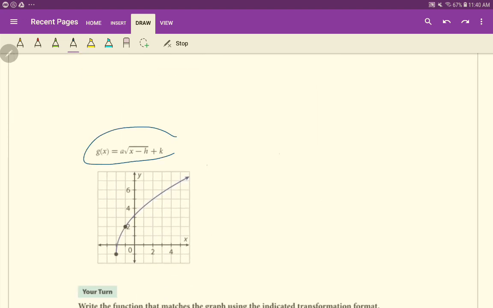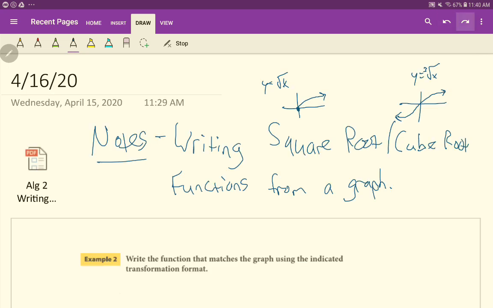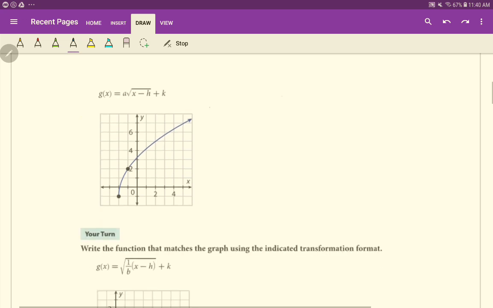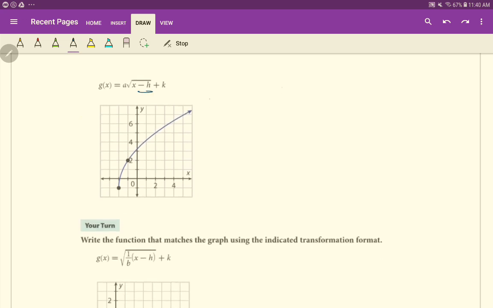So we're going to use our very familiar a times the square root of x minus h, plus k. You can see here that we're going to try and identify any shifts left or right, any shifts up or down, and then any vertical stretches or shrinks. Okay, so let's take a look at our graph right here.